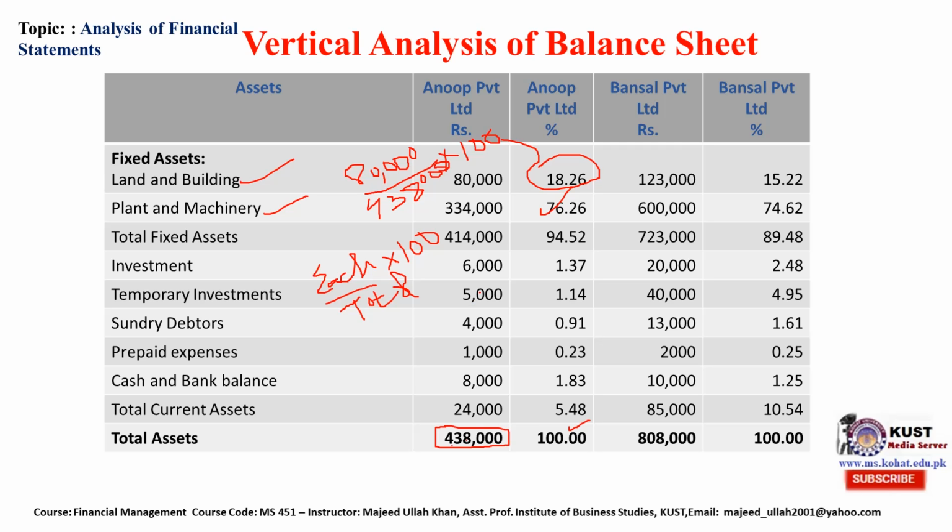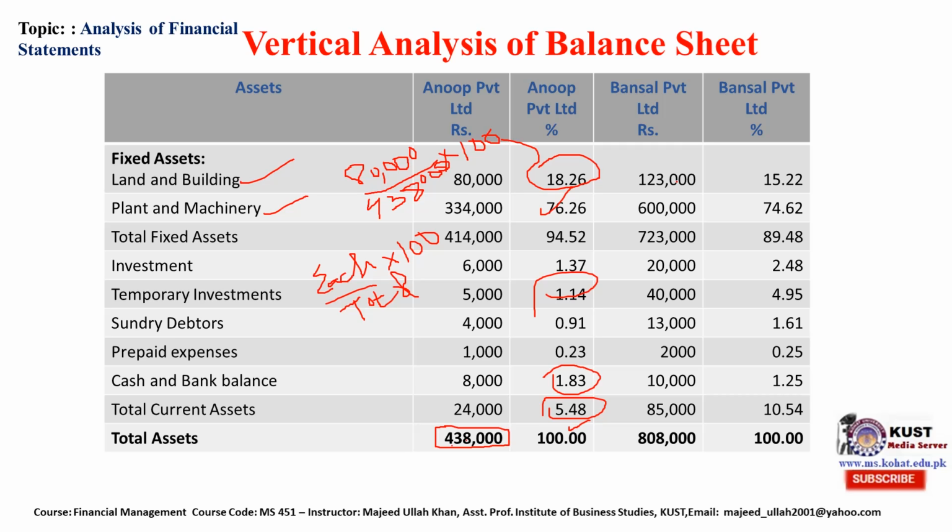How is this temporary investment calculated? 5,000 divided by 438 multiplied by 100 will provide you this result. How have these cash balances been calculated? 8,000 divided by the total multiplied by 100 will provide you this amount. Total current assets 24,000 divided by 438 multiplied by 100 will provide you 5.48.